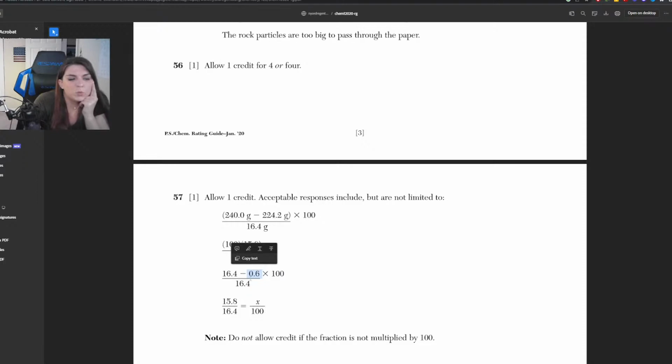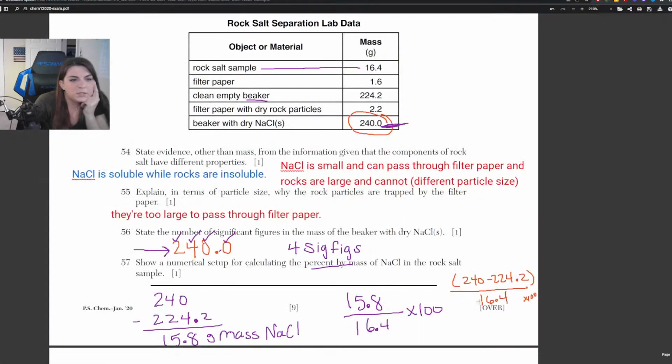Oh, I guess that's the rocks. But how would you know that that's the rocks? Oh, I see. You would have done the 2.2 minus the 1.6 and got the mass of the rocks. That works too. Okay. My brain doesn't work that way. Okay, so there you have it. They just want the setup. You don't even have to solve it.